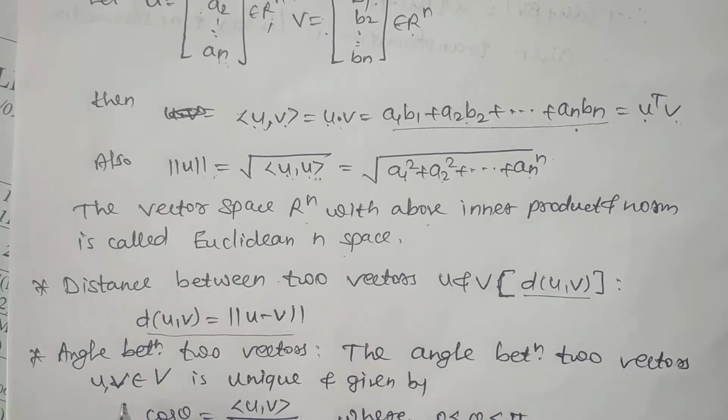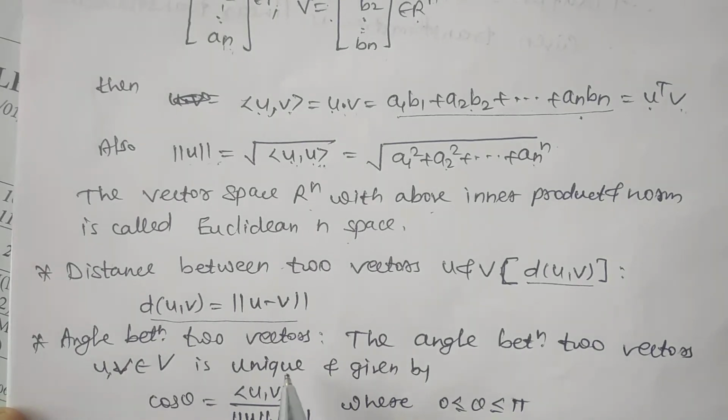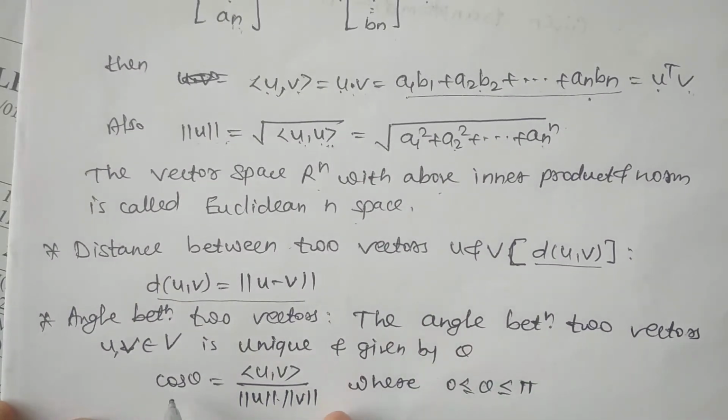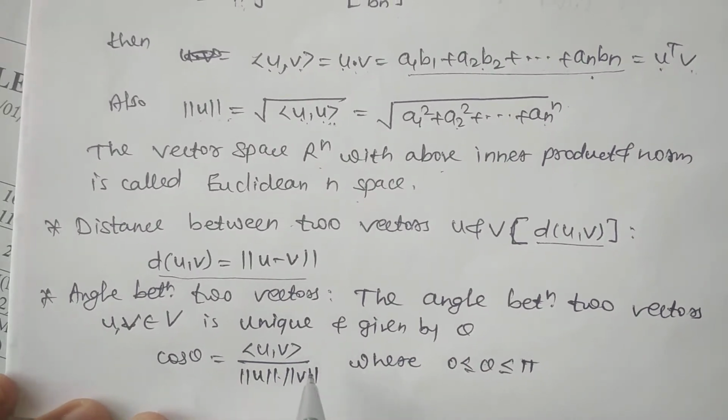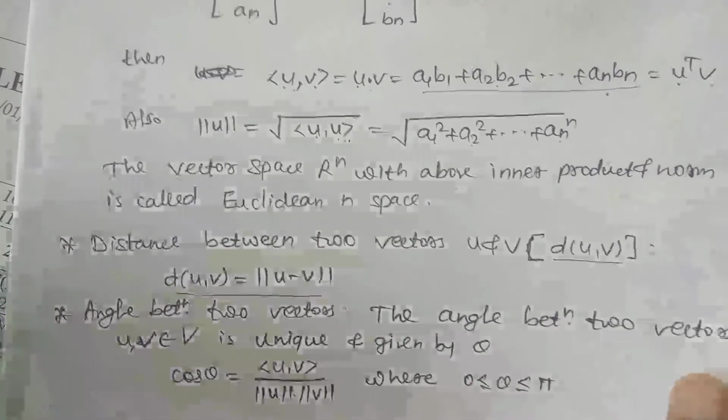The angle between two vectors u and v, these are the two vectors from the vector space capital V. So this angle is always unique. Angle between two vectors is always unique. And that angle is given by theta, where cos theta is equal to inner product of u comma v in the numerator, upon, in the denominator, norm of u into norm of v, where that theta angle, that means angle between these two vectors, is always in between 0 and pi. Now let us take an example on this.